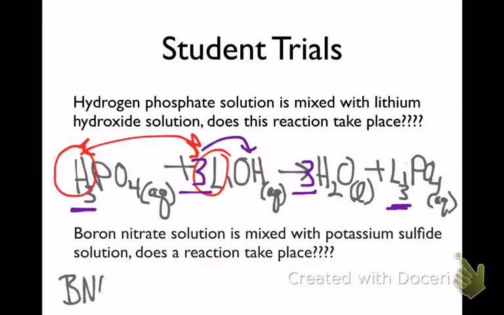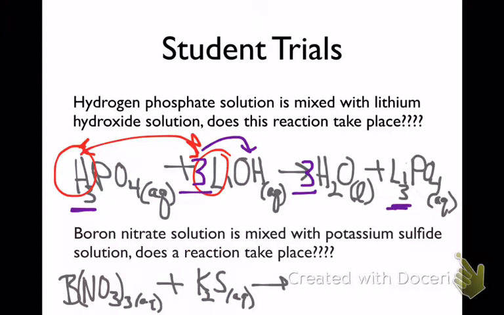My second example, boron nitrate. I look up the charges, the oxidation states, and I see that I need 3 nitrates. And it is a solution, so I put AQ. And again, let's get rid of those charges. I go to my second reactant, potassium sulfide, oxidation states of 1 plus and 2 minus. I'm going to need 2 potassiums. It also is a solution. And again, let's wipe away the charges.